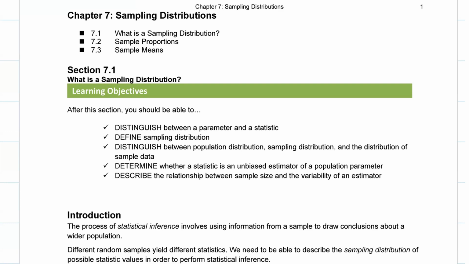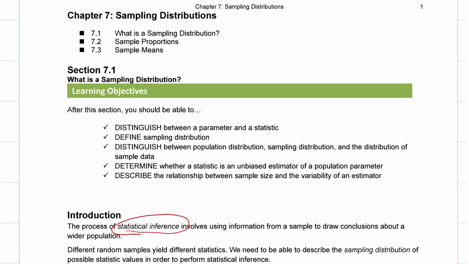Chapter 7 involves talking about sampling distributions, an idea that is going to be fundamental to our talk about statistical inference. Statistical inference is the major theme for the entire last part of the class. We're going to be talking about this again and again and again. But here's the basic idea: we are always trying to find out information about a population.